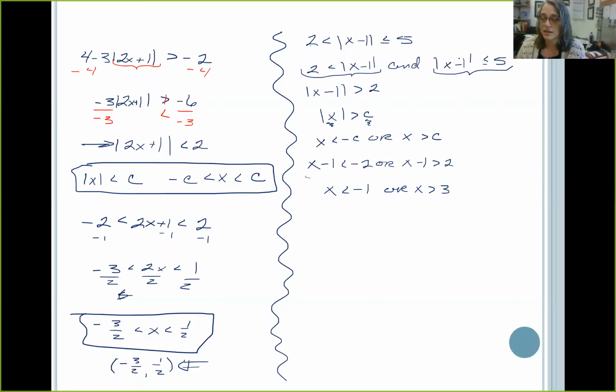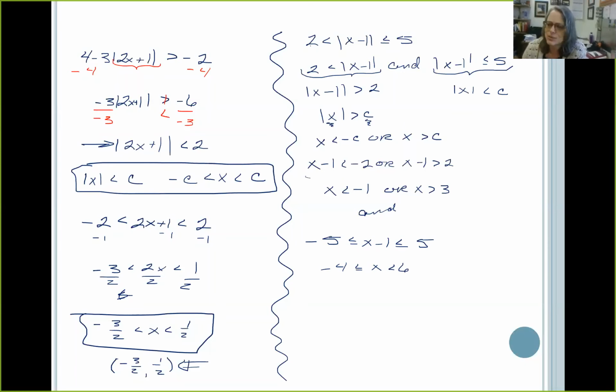And so let's put an and here. Now this is my absolute value is less than some number. So I can rewrite this as negative 5 is less than or equal to x minus 1, which is less than or equal to 5. Add 1 everywhere, we get negative 4 is less than or equal to x is less than or equal to 6.